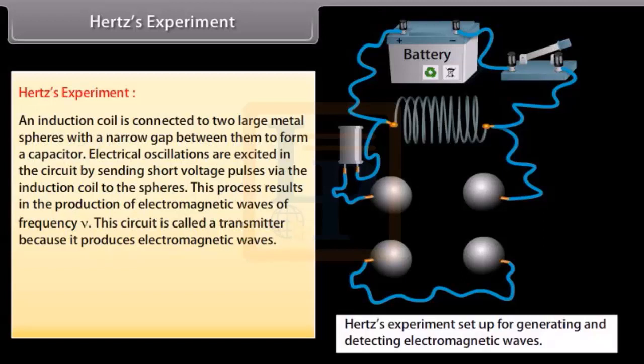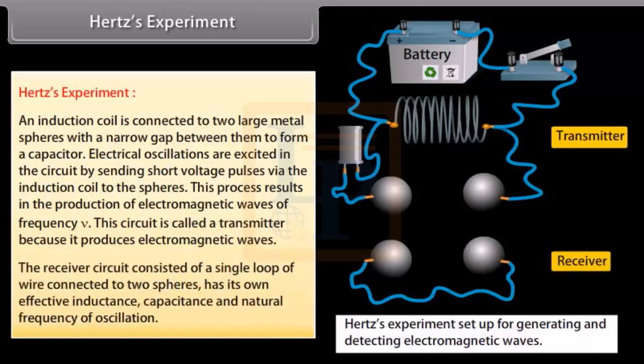This circuit is called a transmitter because it produces electromagnetic waves. The receiver circuit consisted of a single loop of wire connected to two spheres, which has its own effective inductance, capacitance and natural frequency of oscillation.